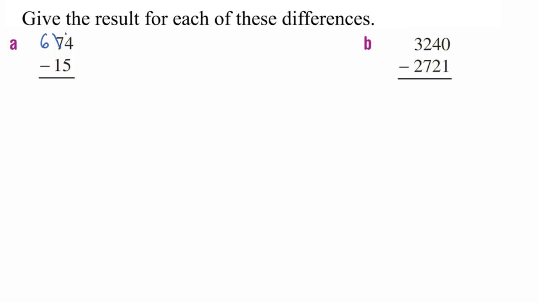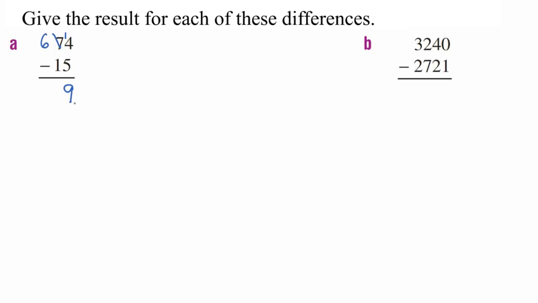So borrowing 10 from the tens column means that our 7 becomes a 6 because now we've only got 6 tens left. But we've got 10 that we can bring over to our ones column. So instead of having 4 ones, we've now got 14 ones. So now we can do 14 minus 5 in our ones column. That means we have 9 ones.